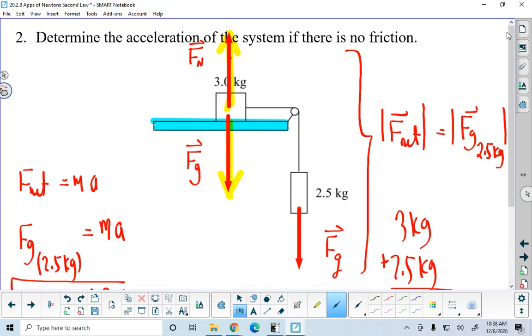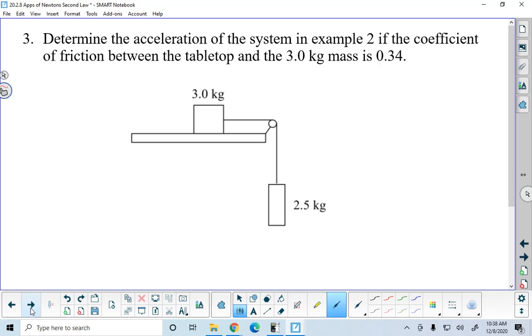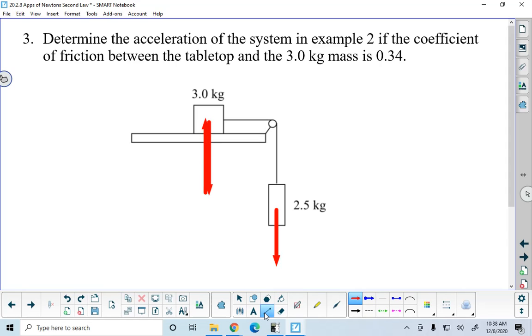So now we add another layer to this. What if there's a coefficient of friction? Now I think you might have to redraw this, but while you're redrawing it, I'm going to start drawing in all of our forces. We have a force of gravity acting on the 2.5 kilogram mass. We have a force of gravity acting down on the 3 kilogram mass. And that's exactly balanced by an equal but opposite normal force upwards.